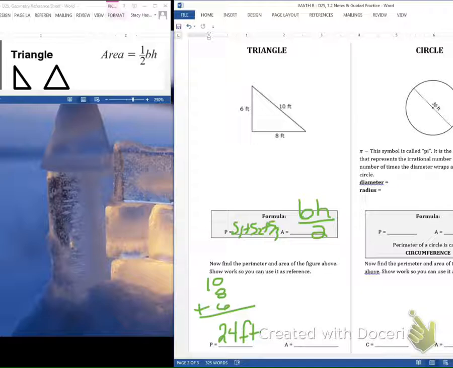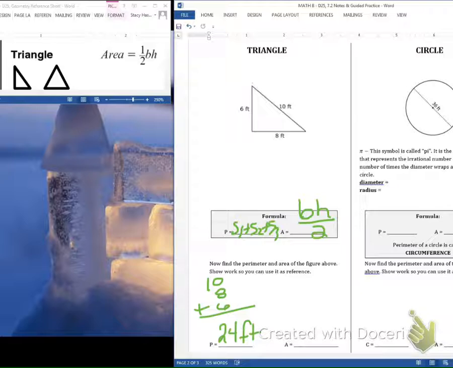This formula is derived actually from the rectangle, because a triangle is nothing more than half of a rectangle. If you take any two triangles the same size and you put them together, you're going to get a rectangle. So if you take a rectangle and cut it in half, you get a triangle. So that's where the base and the height come from, your rectangle, and then you divide it by 2.